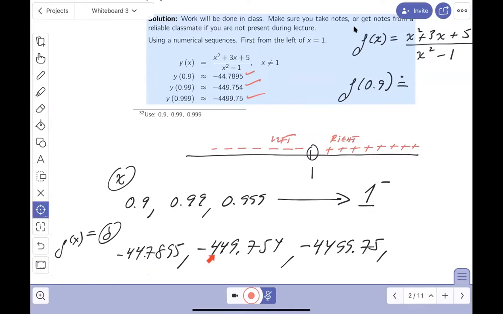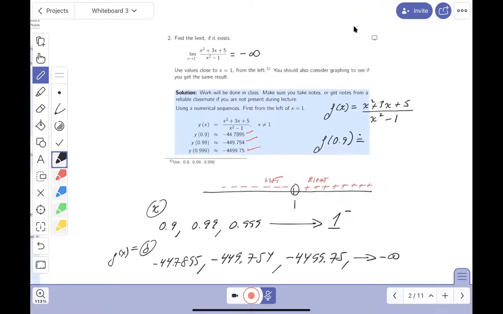I clearly see them all negative. And what am I seeing? About minus 45, about minus 450, about minus 4,500. Next one, I'd probably say minus 40,000, 45,000, further and so on. Where are they going? I would say, looking at that sequence, it looks like you're going towards minus infinity. It looks like they're blowing up in a negative direction. All right. Now, what did we say? Yeah, it's blowing up in a negative direction. We said minus infinity.